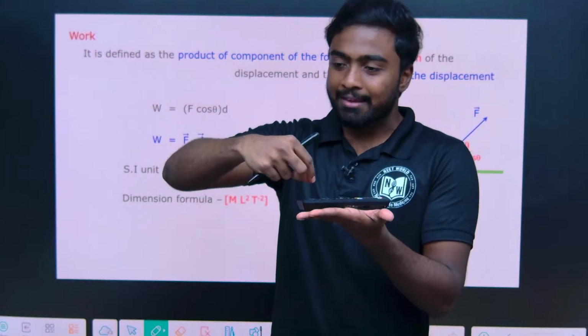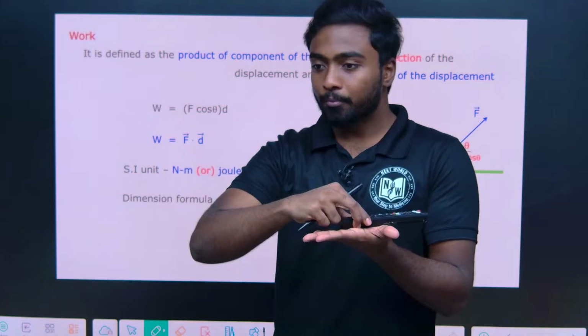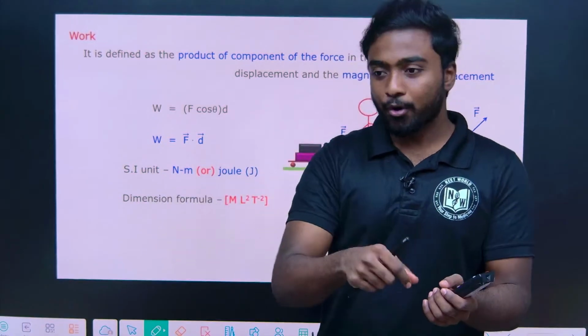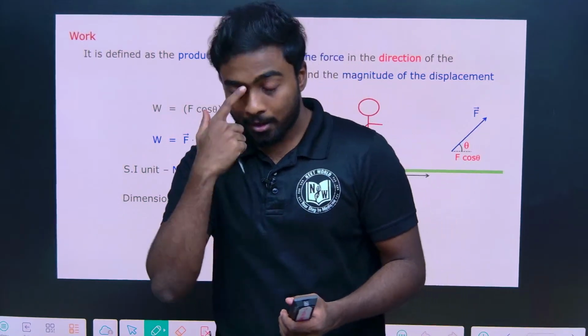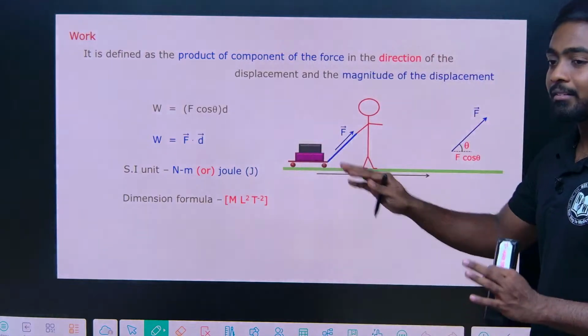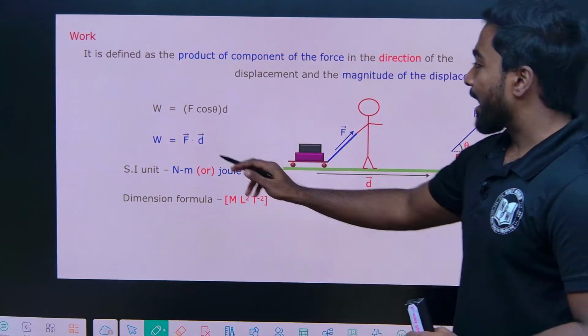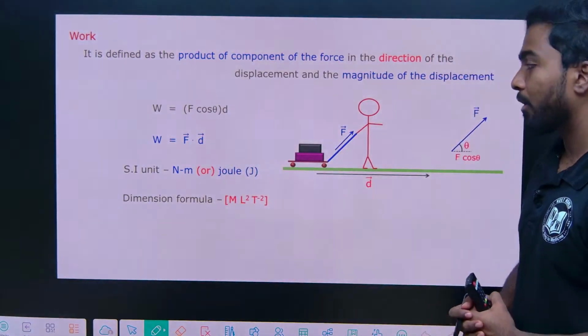But if I make some angle, if I push like this, it will go. If I pull like this, it will come. So I am applying some force, but at a particular angle I should do it. So work is nothing but the product of force and displacement. So F dot D. So Fd cos theta is one more formula.